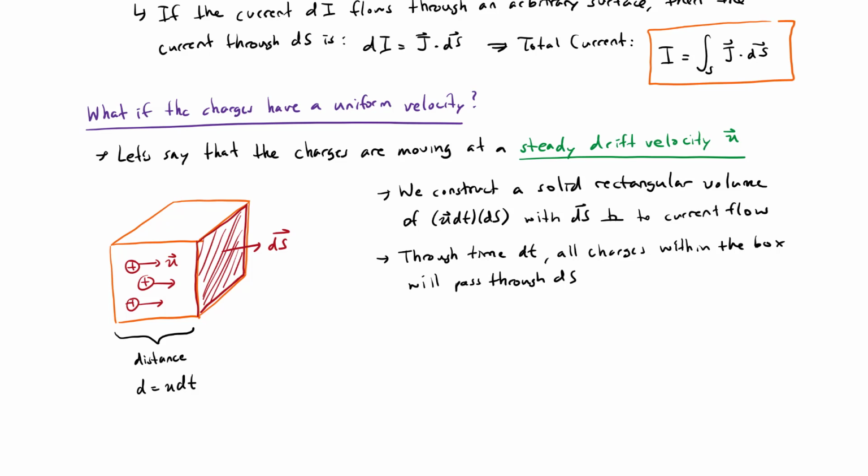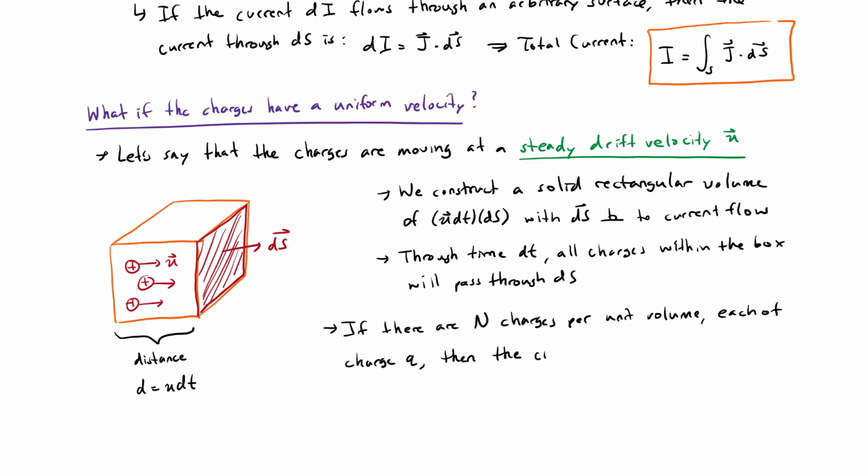But now this raises another question. How many charges are there? I drew 3 charges, so let's just assume there are n charges. And we should probably give them a name too. The charges can each hold a value of charge q. So if there are n charges per unit volume, each of charge q, then the current can be redefined as follows.